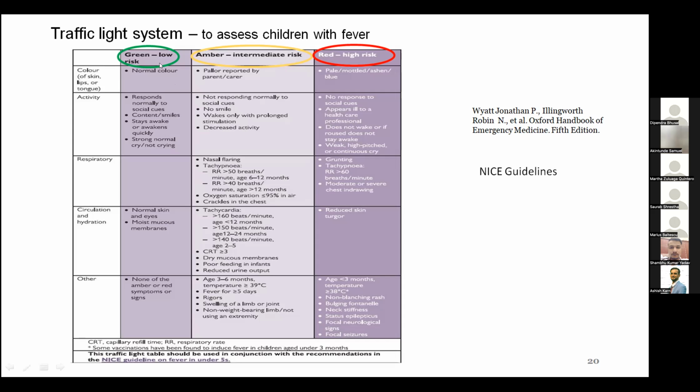For amber and red features, if there is more than one or two, then sometimes we have to do a blood test and inform the pediatrics team. If you go through the NICE guideline or the Oxford Handbook of Emergency Medicine, you can get this table. So we should know about this traffic light: green, amber, and red.